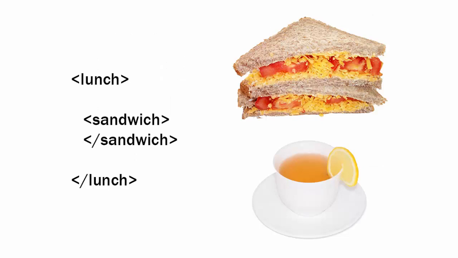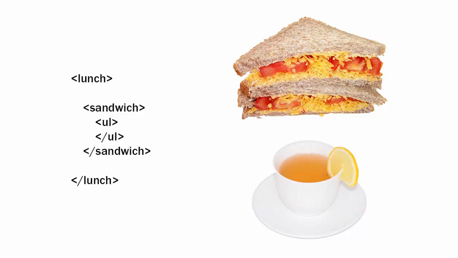Let's imagine our lunch consisted of a tomato and cheese sandwich with tea. How we'd write that in code is as follows. We'll specify that we ate a sandwich and drank tea. The sandwich needs an opening and closing tag.